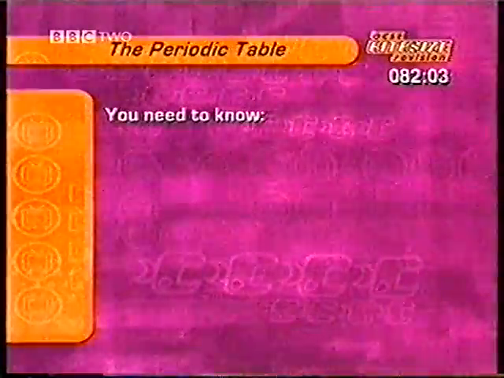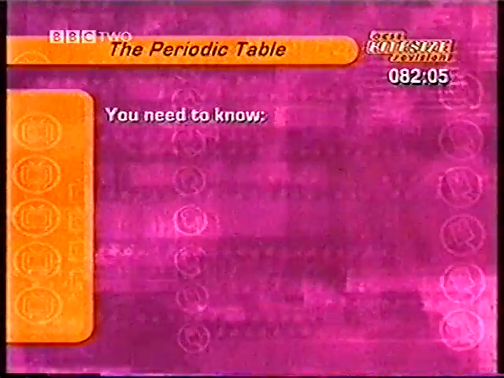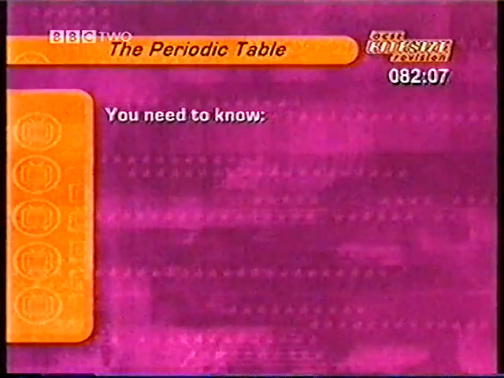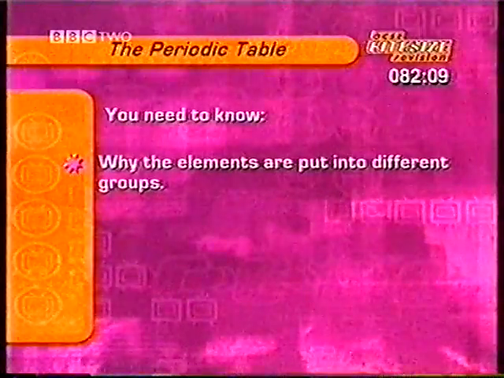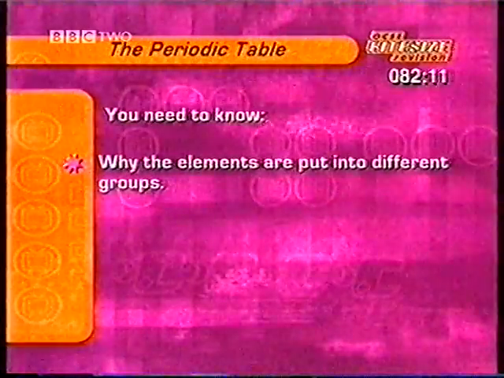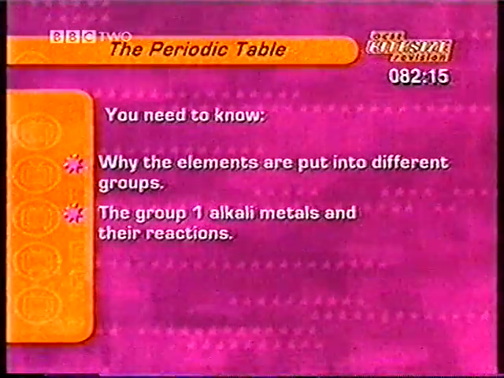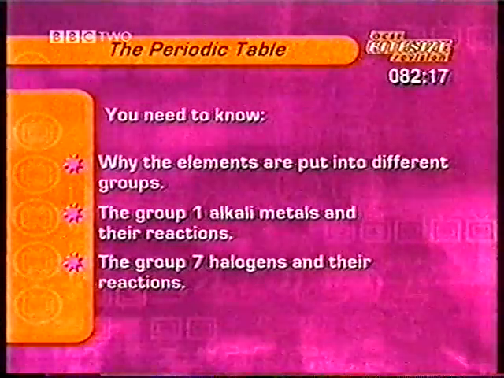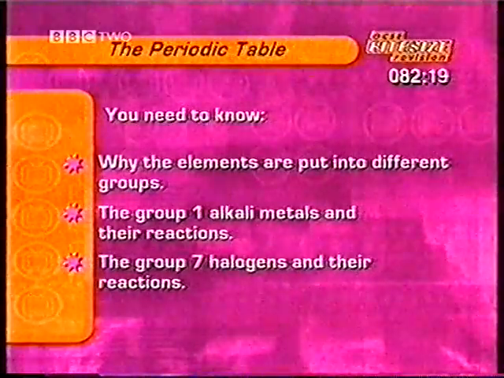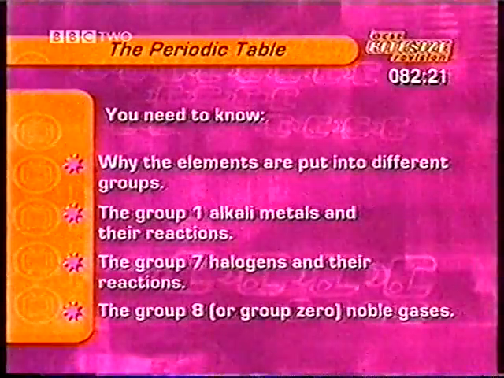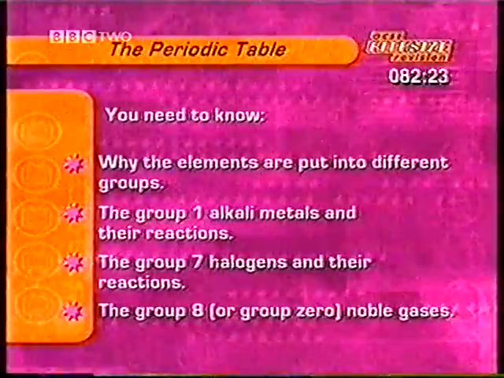So to summarise, it's really important for your exam to know why the periodic table is arranged the way it is, especially why the elements are arranged in groups, how the group 1 alkali metals react and why, the group 7 halogens and their reactions, and the properties of the group 8, sometimes called group 0, noble gases.